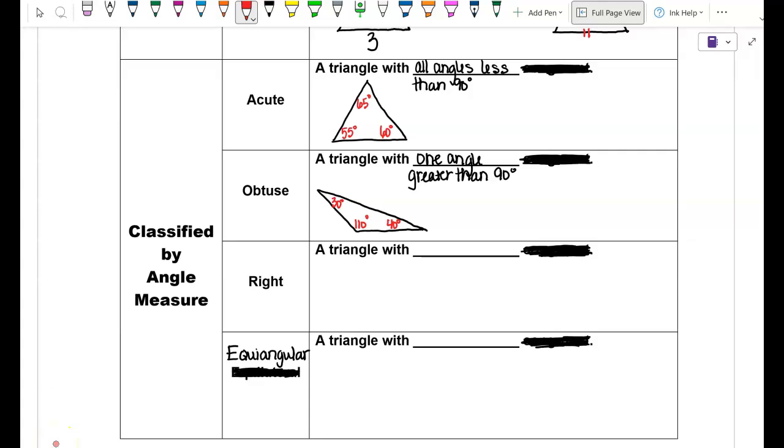And then a right triangle, we actually talked about a right triangle yesterday, but a right triangle is a triangle with one angle that measures 90 degrees.